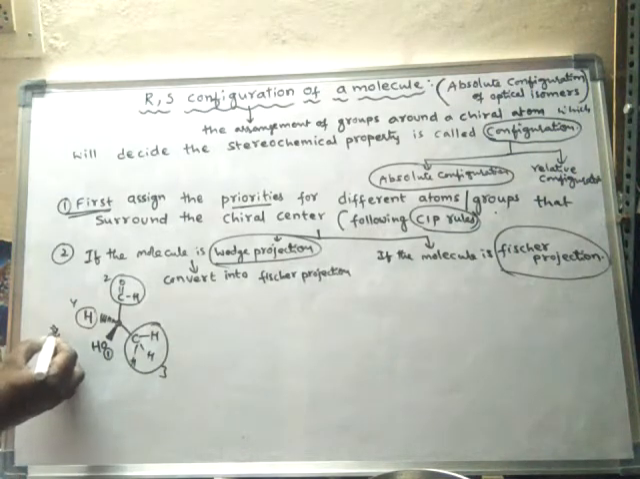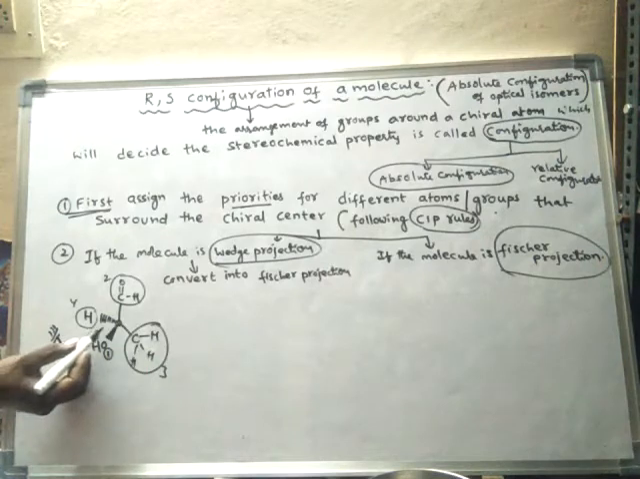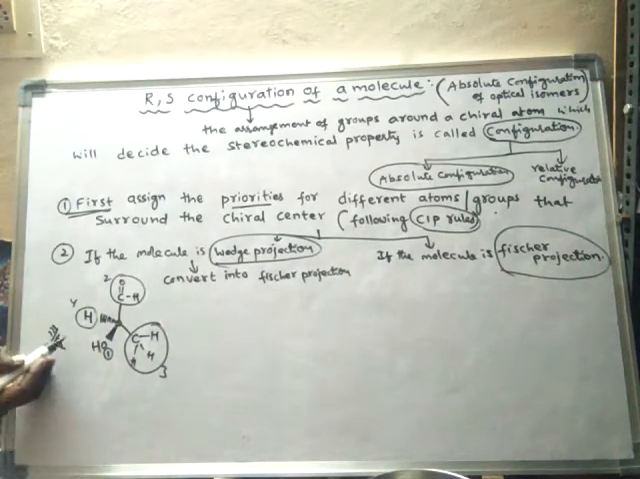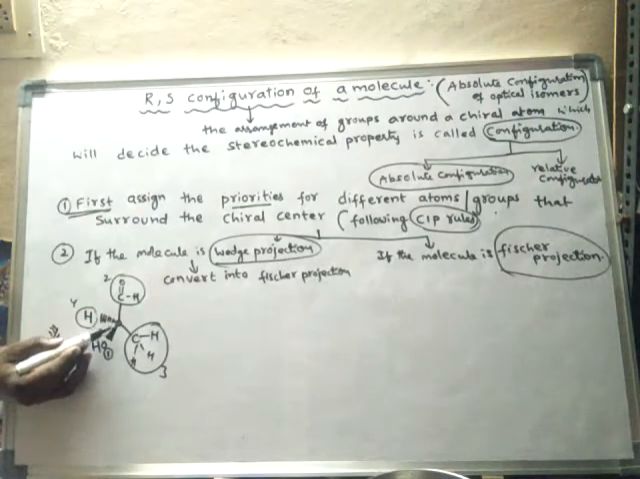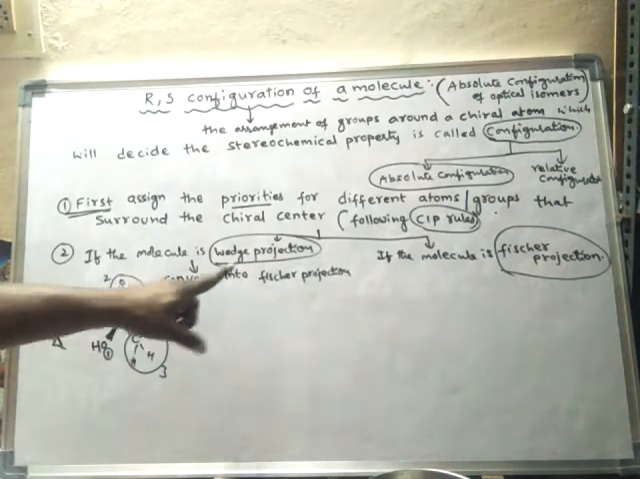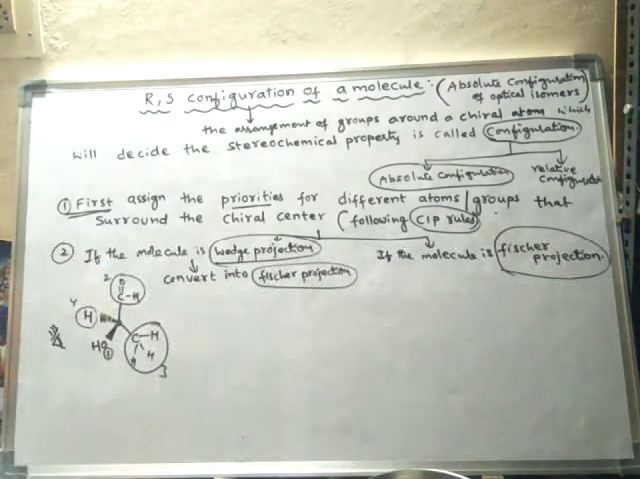Okay, and one more thing. Suppose this is the eye, so we are looking at this molecule in this direction. If you look at this molecule in this direction, this will become the right side and this will become the left side. So now what we have to do is convert the wedge projection into Fischer projection. How to convert the wedge projection into Fischer projection?